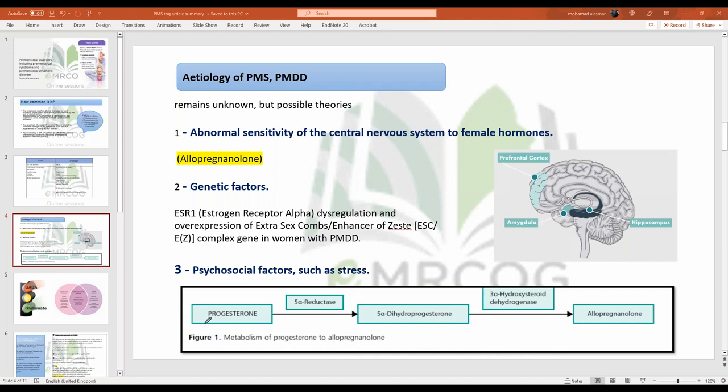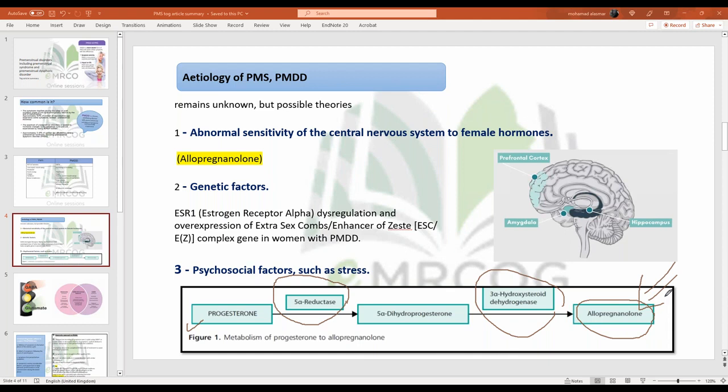So there will be a start of the metabolism of progesterone in the body. Progesterone, through the action of the 5-alpha reductase enzyme, is turned into another metabolite. Okay, this is the 5-alpha dihydroprogesterone. And then it is again, under another enzyme, turned into allopregnanolone. Okay, so the allopregnanolone, this is the one that seems guilty in the pathogenesis of PMS.